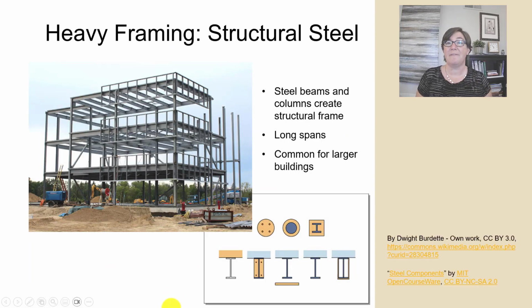So let's start with those heavy framing systems, looking at structural steel. In this type of system, steel beams and columns create the structural frame, and all the rest of the building, the exterior walls, the floors, the furnishings, etc., all hang on that steel frame. Structural steel is fantastic for long spans, and therefore it's more common for larger buildings. You will see it in larger multifamily buildings, and you'll see the occasional structural steel beam in a single-family residence.